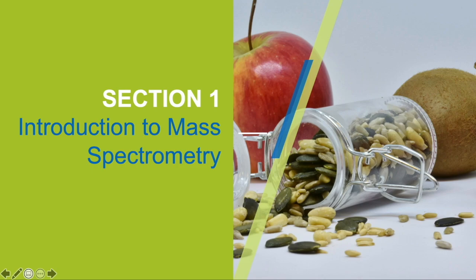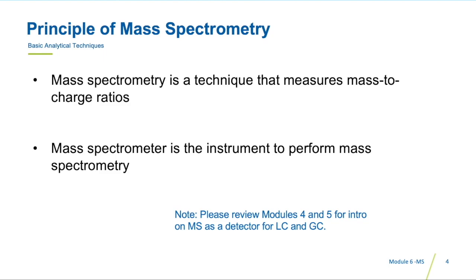Section 1. Introduction to mass spectrometry. Mass spectrometry is a technique that uses mass. However, there would be no measurement possible if the molecule of interest was not charged or in ionic form. So in reality, it's a measurement driven by mass to charge ratio. The instrument used for mass spectrometry is called a mass spectrometer.